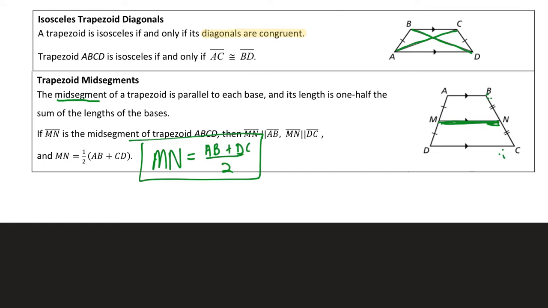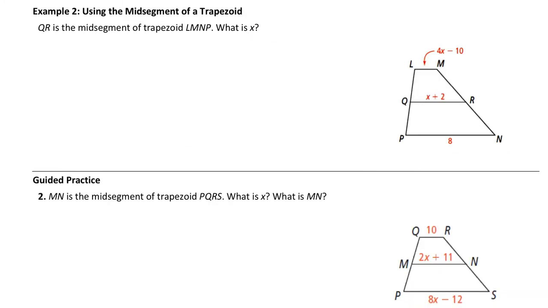So in our next example, example 2, QR is the mid-segment of LM and PN. What is the value of x? To explain this, I'm going to set up our equation. It means that QR is the average of LM and PN. So LM plus PN divided by 2, just to help illustrate that. So that means that x plus 2 is equal to 4x minus 10 plus 8, divided by 2.